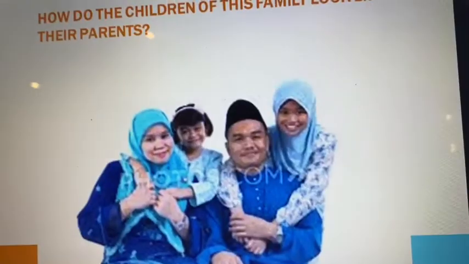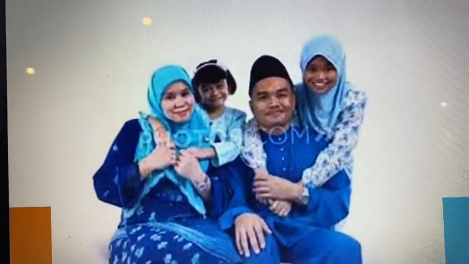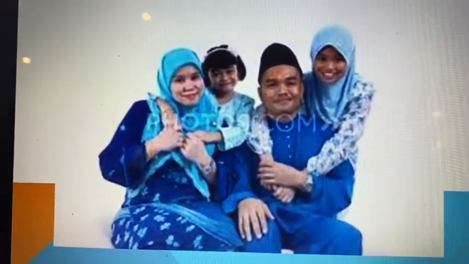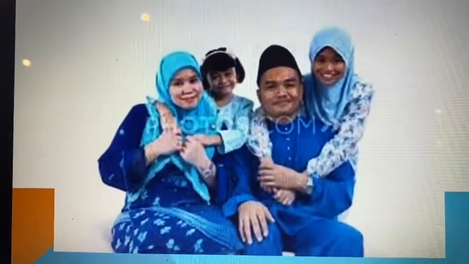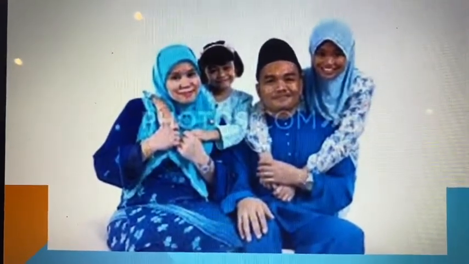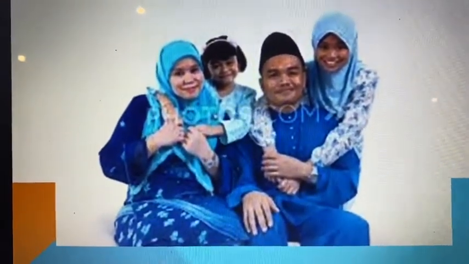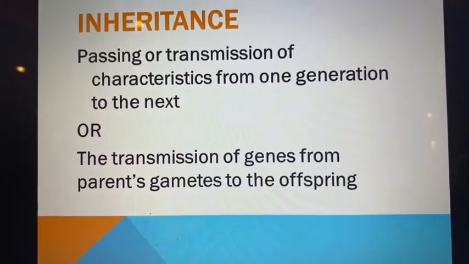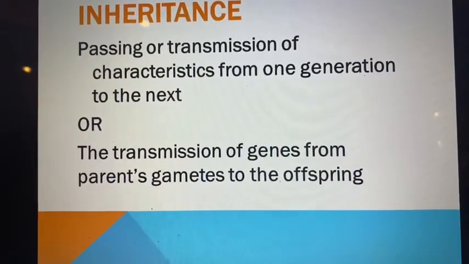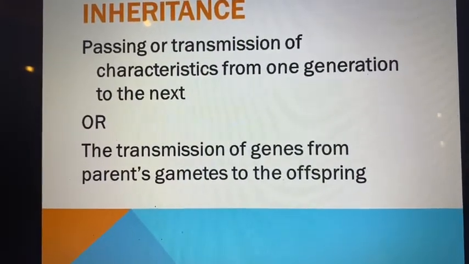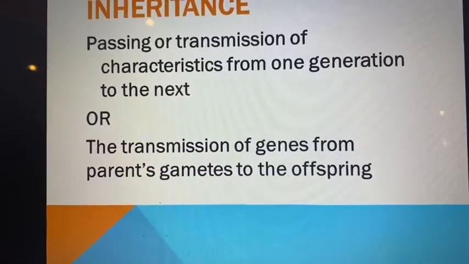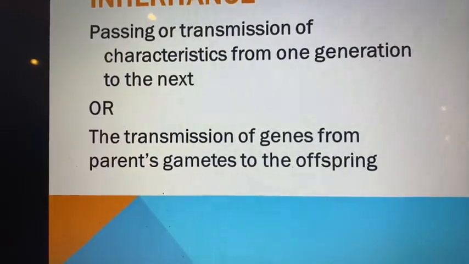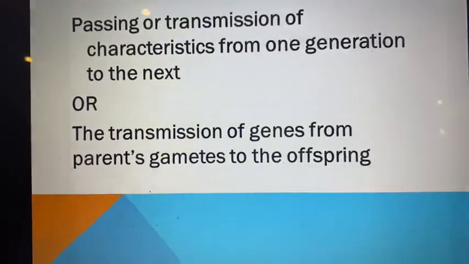Now look at this family. Look at the girls. They look like their parents. From where did they bring their chromosomes and genes? For sure, as you all know, they brought their genes from parents. You know what this is called? Who can remember? This is called inheritance, right? So inheritance is either passing or transmission of characteristics from one generation to the next, or the transmission of genes from parents' gametes to the offspring. Offspring means the new generation.